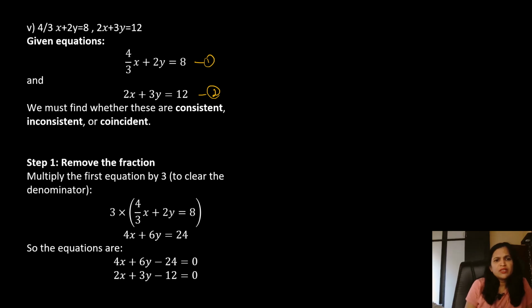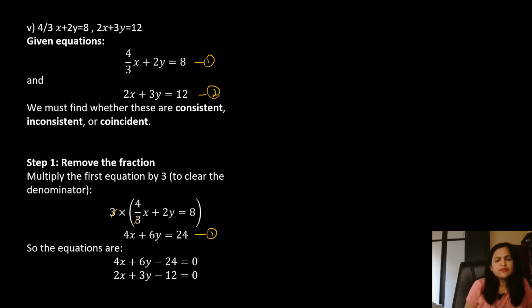If you multiply the whole equation by 3, then the fraction will be removed. 3 and 3 get cancelled, 4x, then 3 2s are 6y, 3 8s are 24. This equation is the first equation now. Then the second equation, as it is, you write it. Just bring this 12 to the opposite side: 2x plus 3y minus 12. It is minus 24. These are equations 1 and 2.